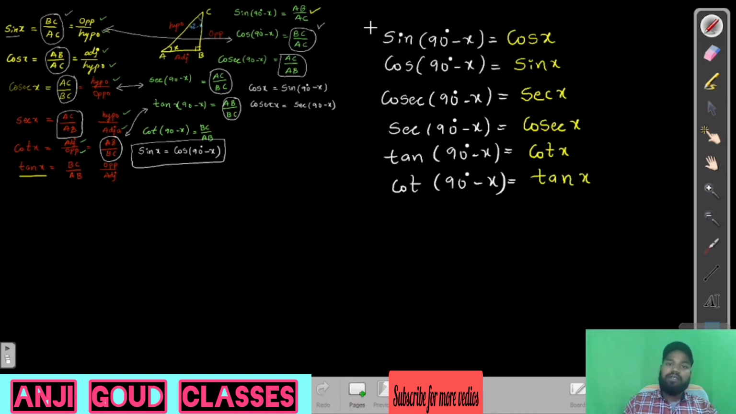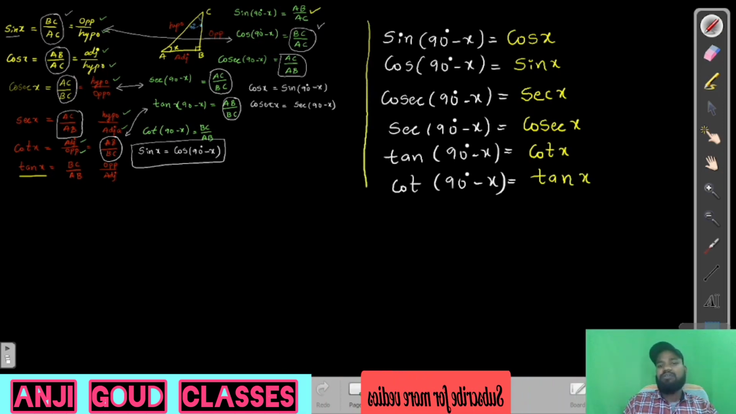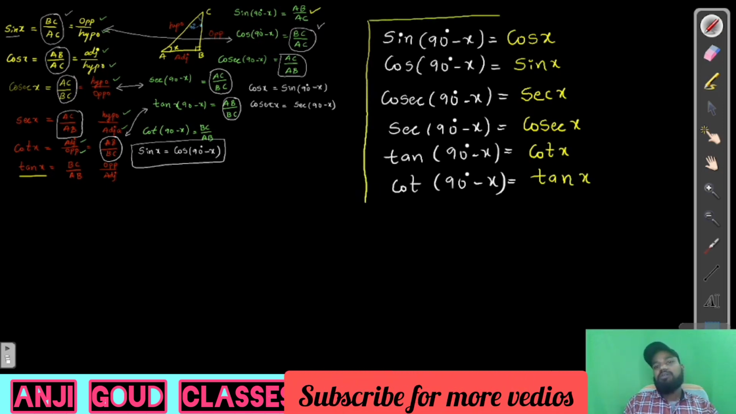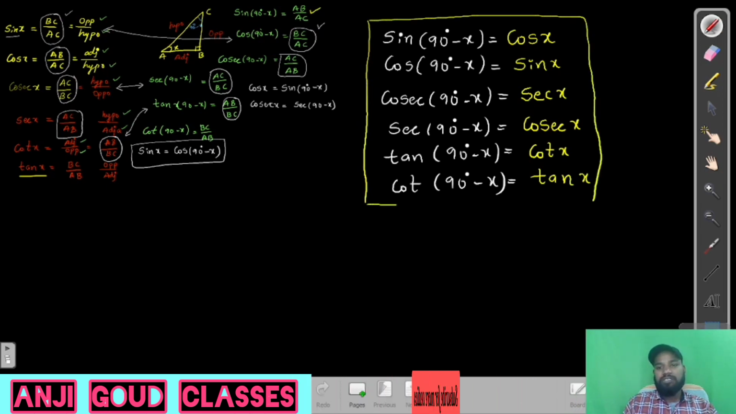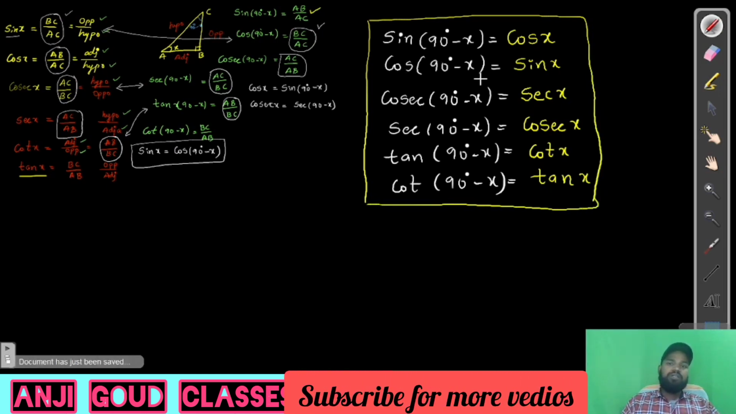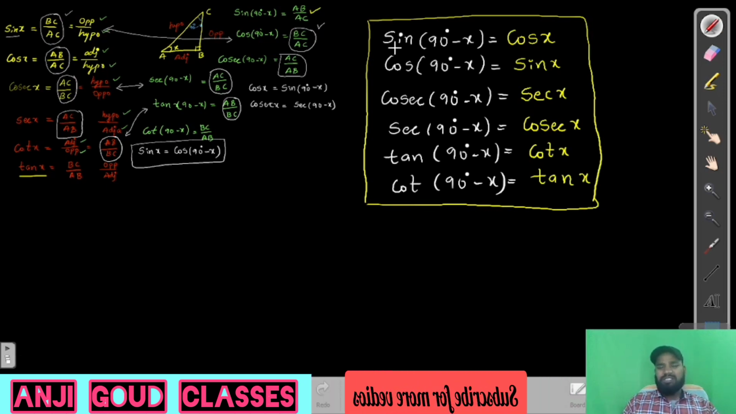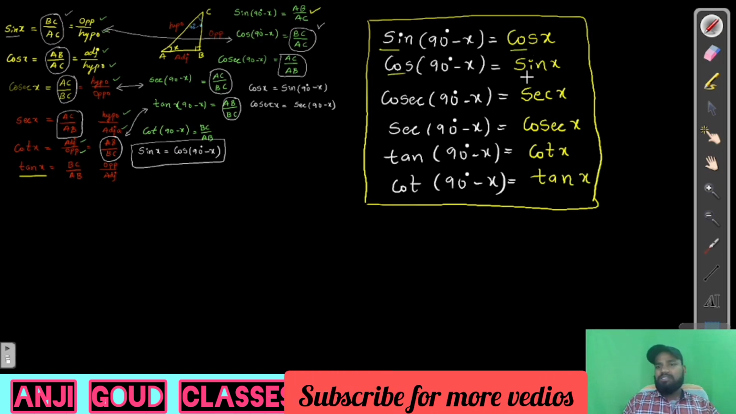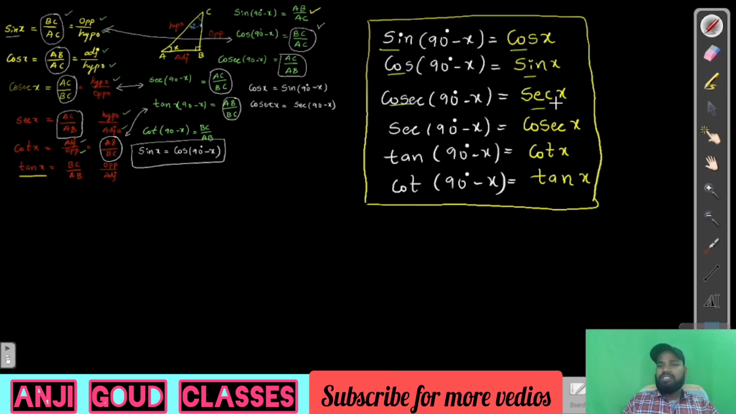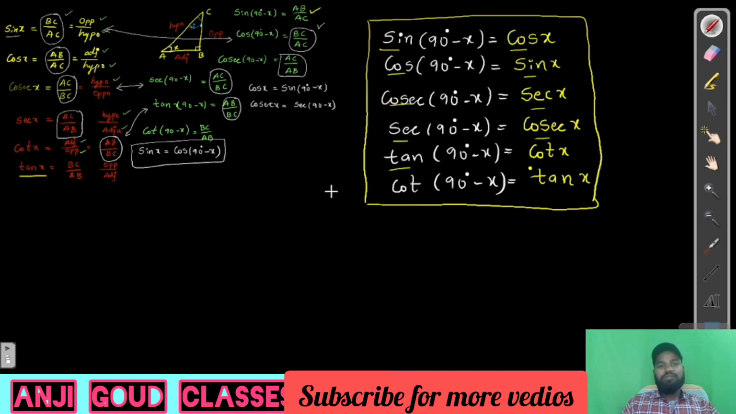These ratios are very important while solving the problems in exercise 11.3. Are you clear? So it is mainly important. If you remember them only, then we will do the problems. Otherwise, we won't. You can remember it like this: sine opposite cos, cos opposite sine, cosec opposite sec, sec opposite cosec, tan opposite cot, cot opposite tan. Very easy, right? So in this way, you should remember.